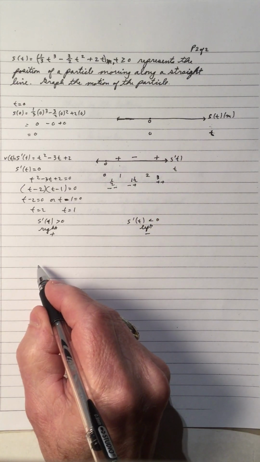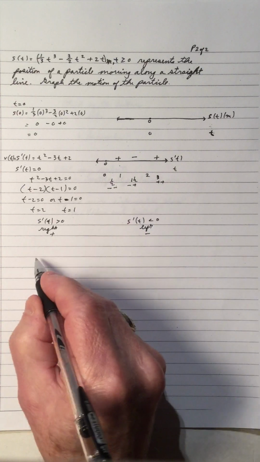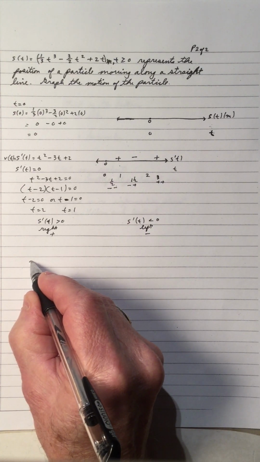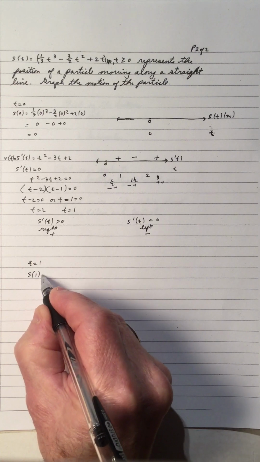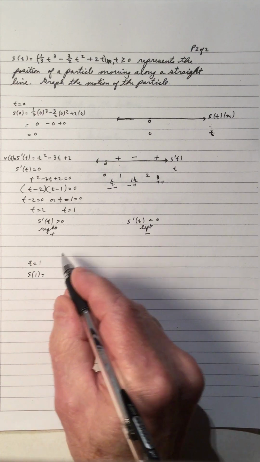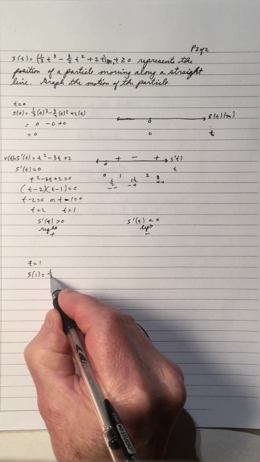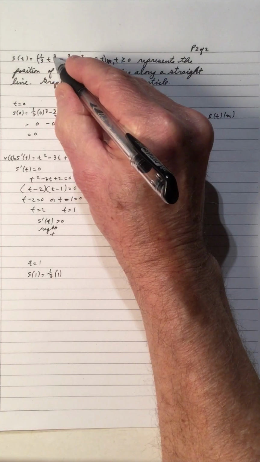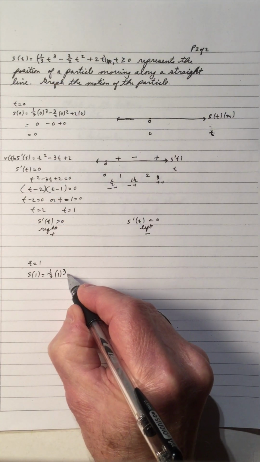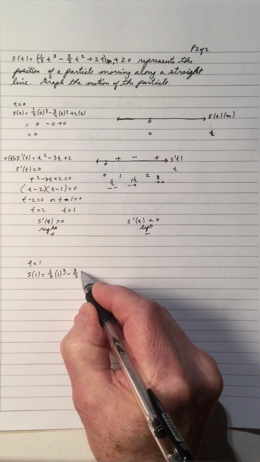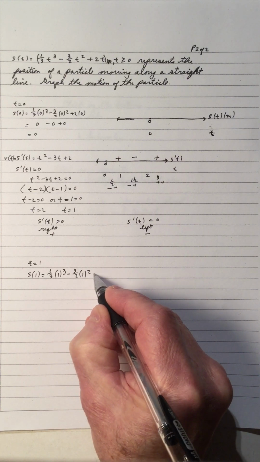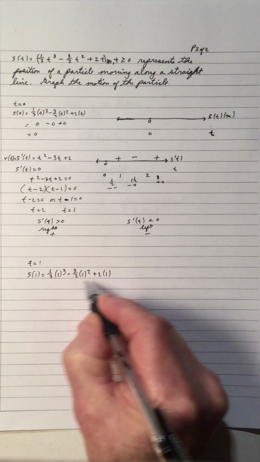So, as a result, we got 1 and 2 seconds. So let's do, when the time is 1, let's do the S of 1. At 1 second, where is the particle? So it's 1/3 times 1 cubed minus 2/3 of 1 squared plus 2 times 1.